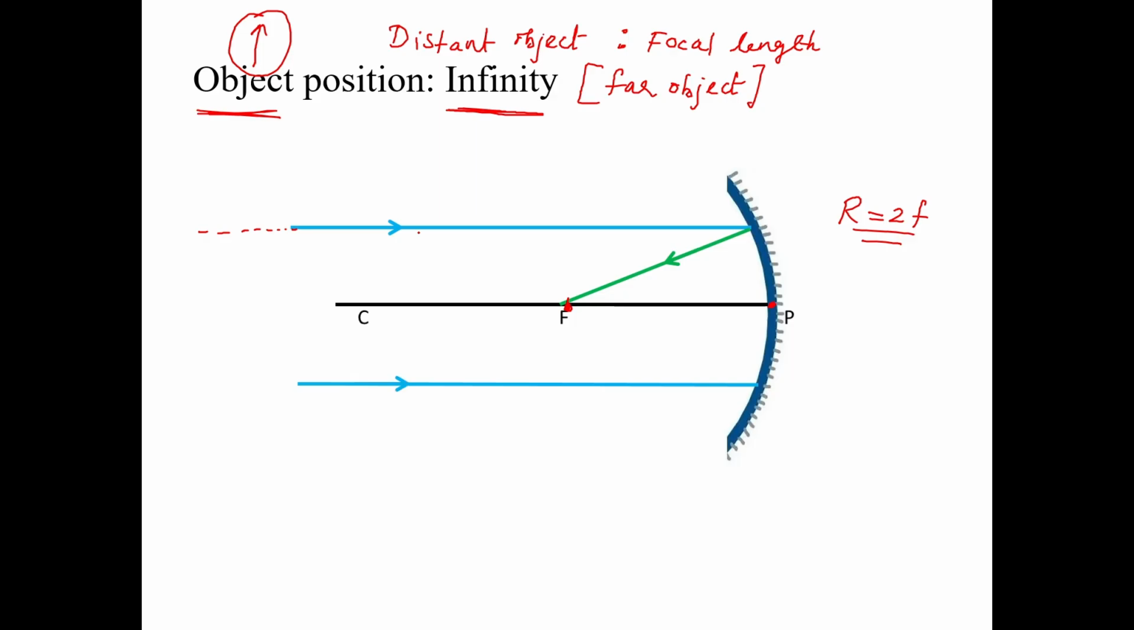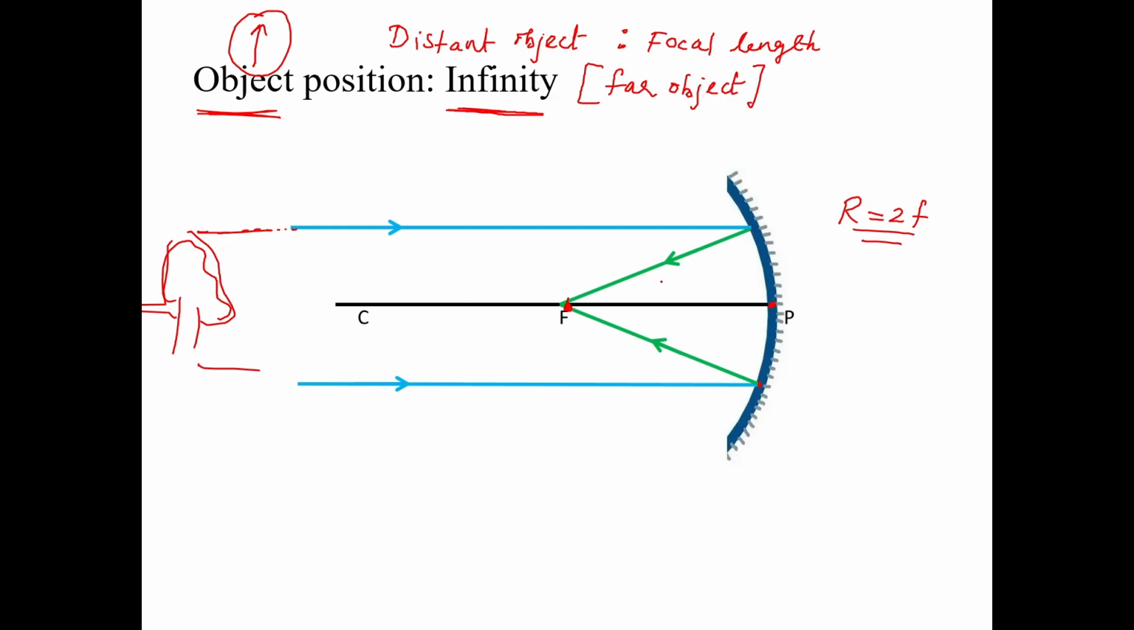This is the incident ray which is coming from the infinite object. Then it hits the mirror. Here you can see it is hitting the mirror. Then after reflection it will meet at F. Suppose you are focusing on a distant tree, a big tree which is very far. The rays coming from this tree will meet at this point, so you will get the image of this tree at this point.